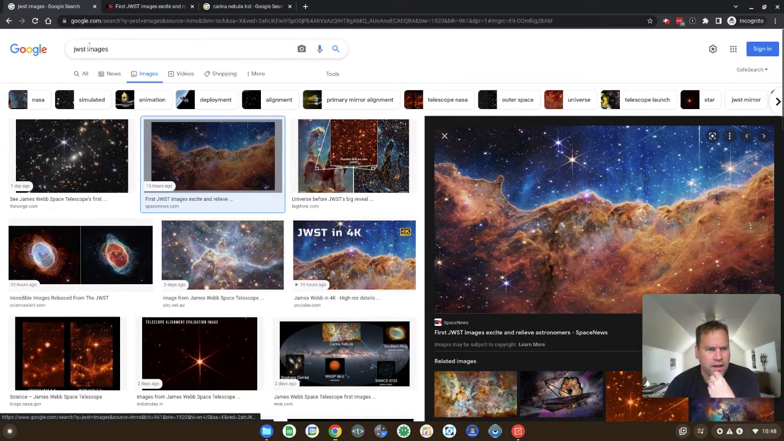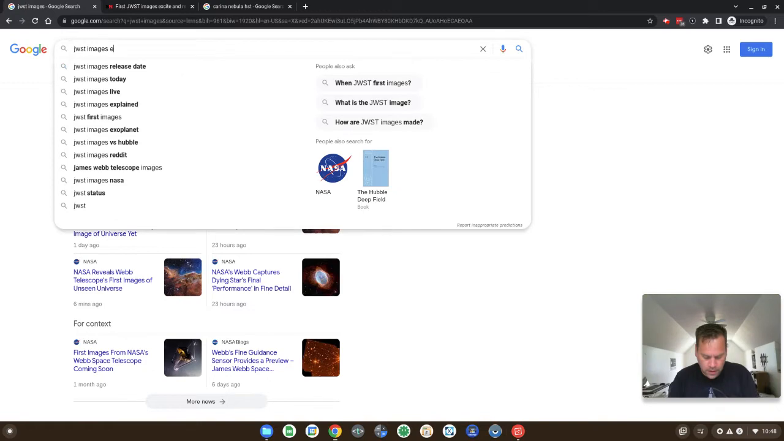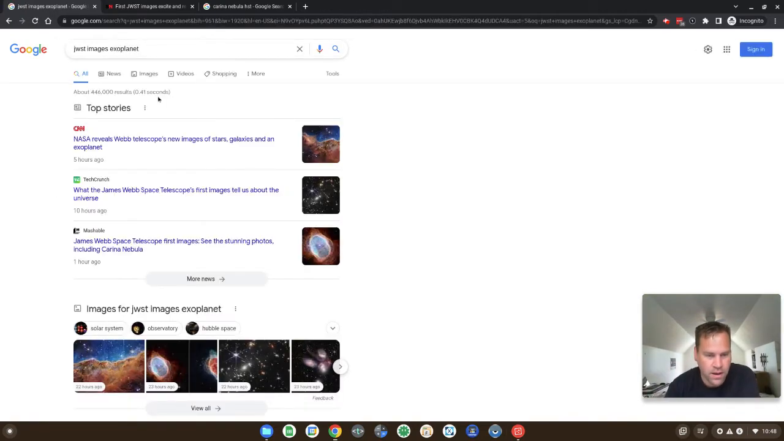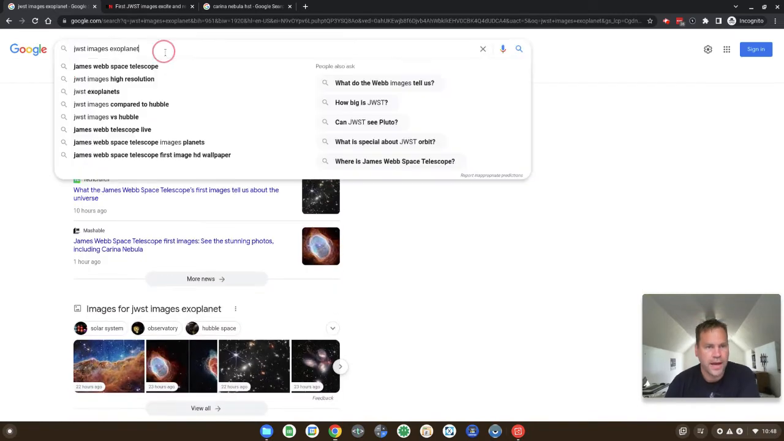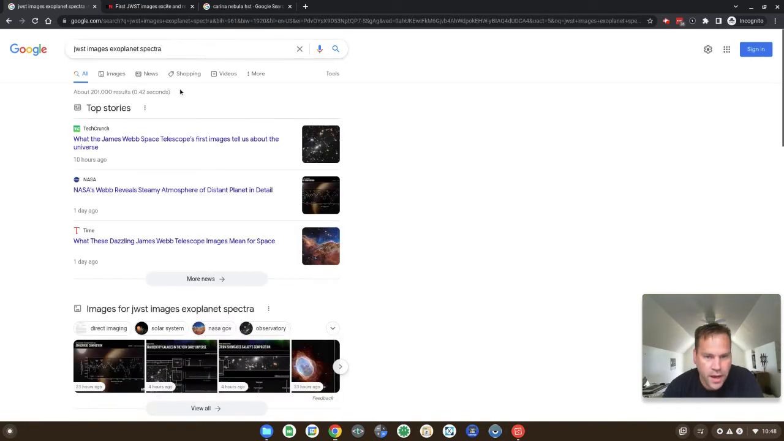I know there's one other one, because I saw it pop up in the news today, and it had to do with extrasolar planets. And I think I had heard that they were teasing this before it even was released. They were talking about exoplanet spectrum, and I just caught it in the news today. Here it is.